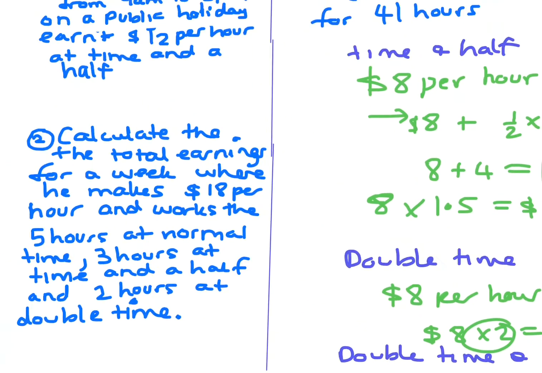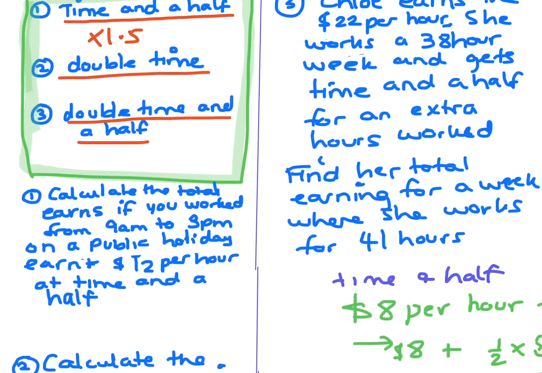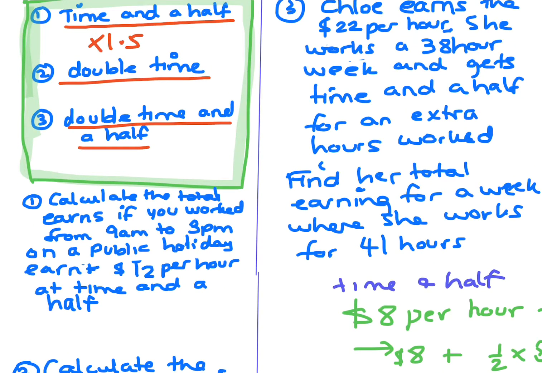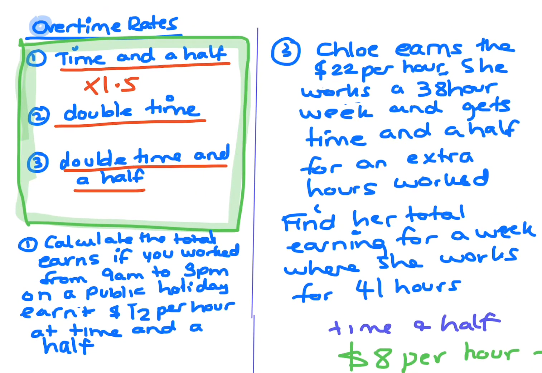Okay, so let's go back to the question. It's times 1.5 for time and a half, times 2 for double time, and times 2.5 for double time and a half. You just times your rate by that.